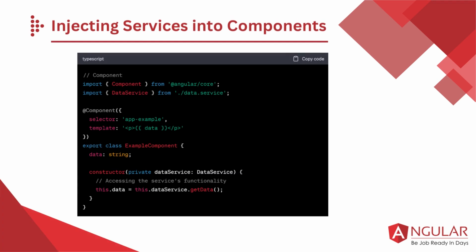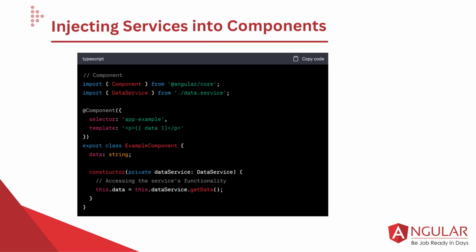To use a service within a component, you need to inject it into the component's constructor. Angular's dependency injection system will automatically provide an instance of the service when the component is created. This allows the component to access and utilize the functionality provided by the injected service.